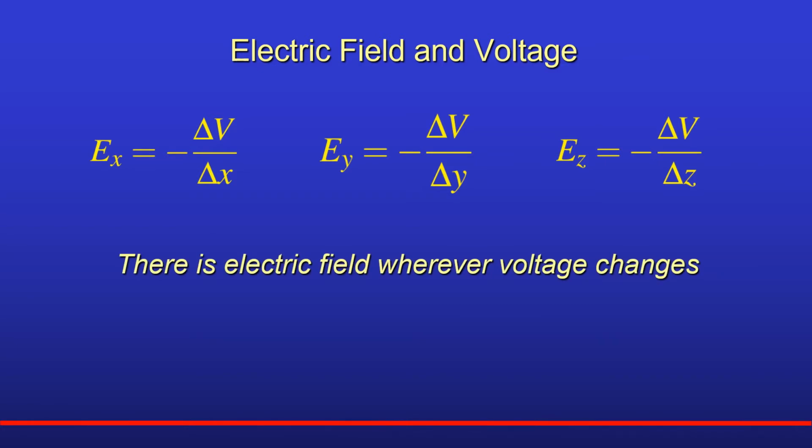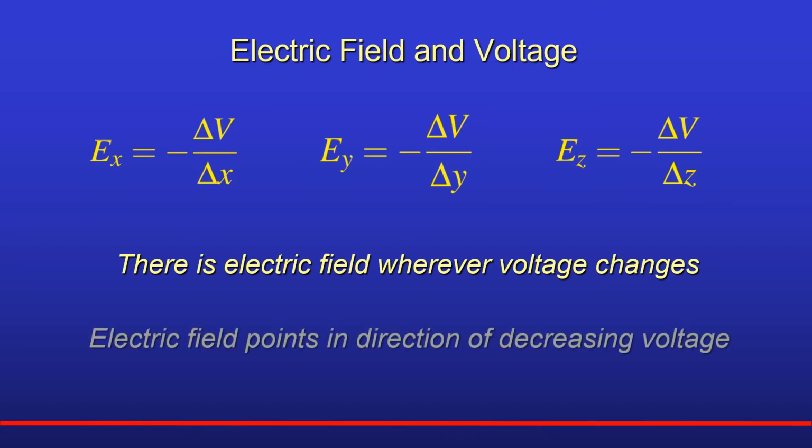The first one is electric field is associated with a change in voltage, whatever direction you're considering, X or Y or Z. Electric field is associated with a change in voltage. The second principle comes from the negative sign in each equation. Electric field always points in the direction of decreasing voltage.